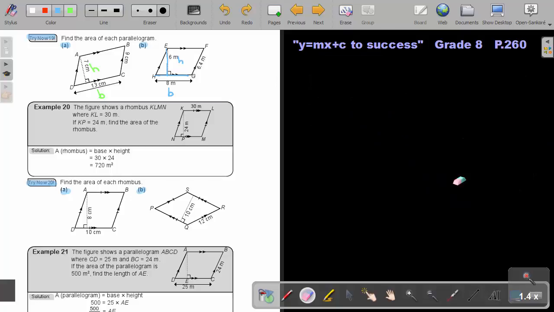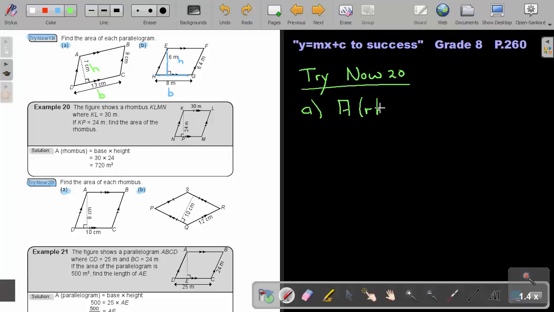Let's just make space. So let's start. This is going to be try now 20. And this is going to be number A. So in this case, it's just going to be a rhombus, but the formula is the same. And this is going to be base times height. Okay, now look, this will be my base and this will be my height. So what will be my base? It's 10. And what will be my height? That's 8. And if you multiply it, you get 80 and it's in area, so centimeters squared.